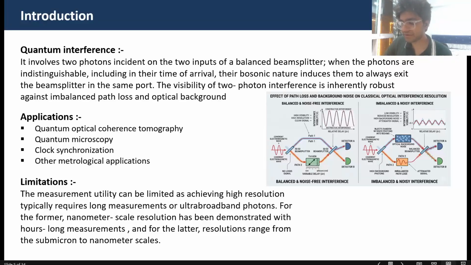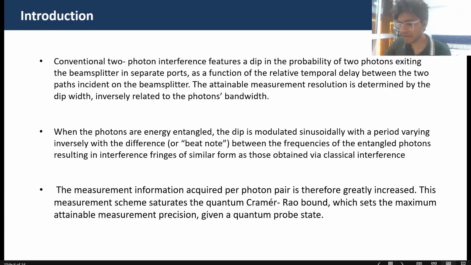But standard quantum interference has one catch. When two photons bunch together and exit the same port, it creates a dip in the probability of them exiting separately. The attainable measurement resolution is determined by the width of that dip, which is inversely related to the photon bandwidth. Thus achieving nanometer resolution traditionally required either hour-long measurements or the use of ultra broadband photons, which eventually destroys the surface.